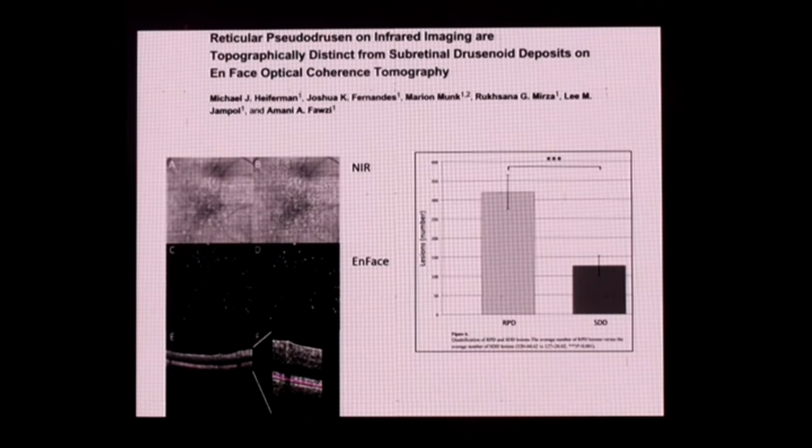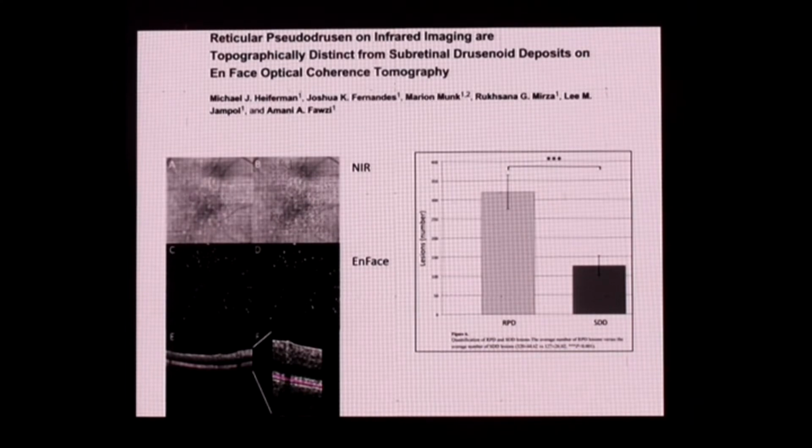There's some very careful work from Amani Fawzi's group where they looked at the en face image using the Zeiss machinery to look at the deposition of the reticular pseudodrusen or subretinal drusenoid deposits, and then also on the same machine the reticular pattern on the infrared reflectance image, and then compared the two. In contrast to the way that it has been done with different machines, using software warping with no masked readers, this was done with masked readers, and they do not superimpose. The reticular pattern on the infrared reflectance does not correspond to where the deposits are.